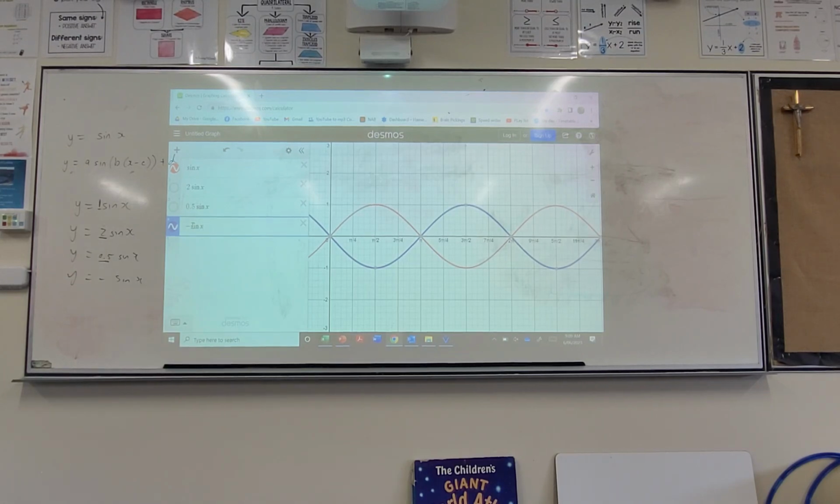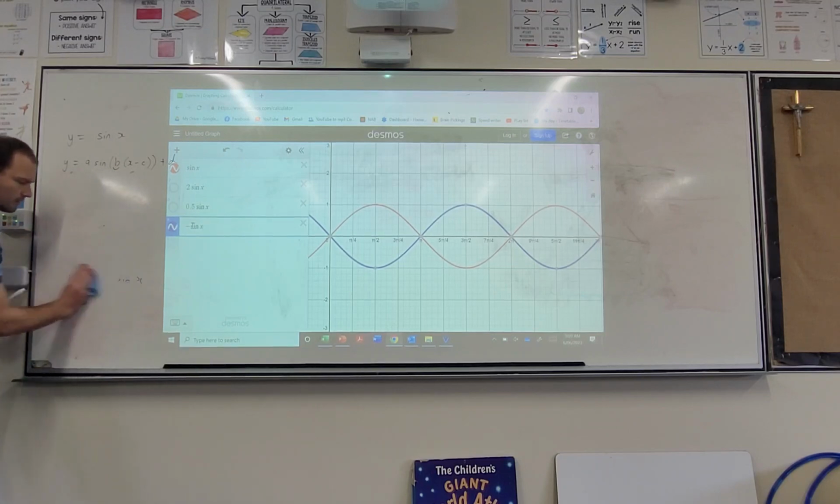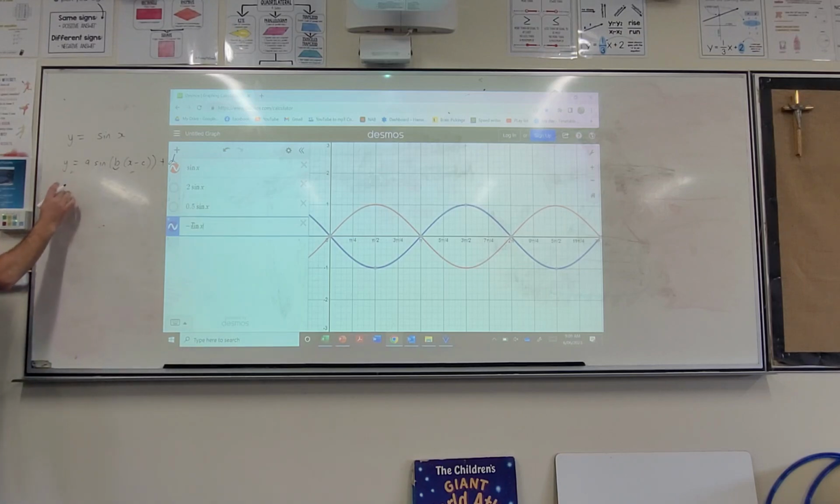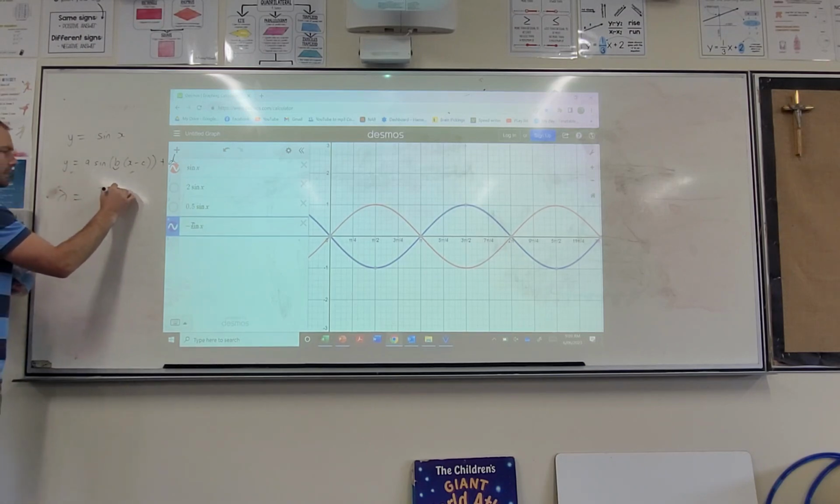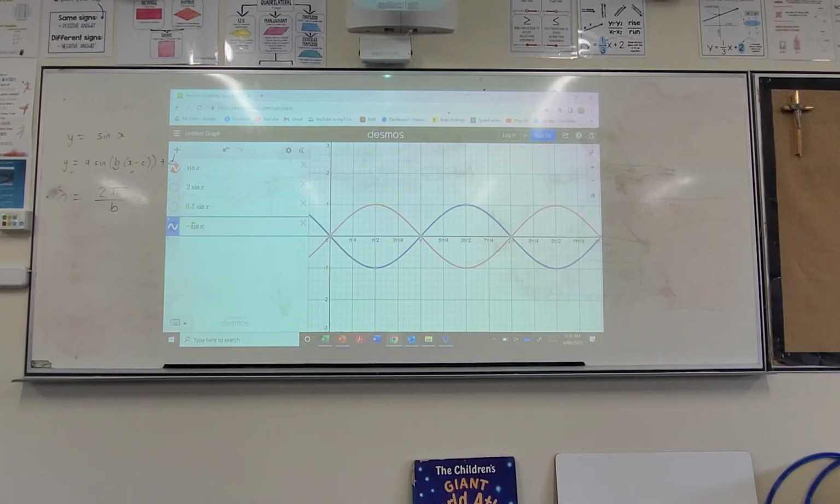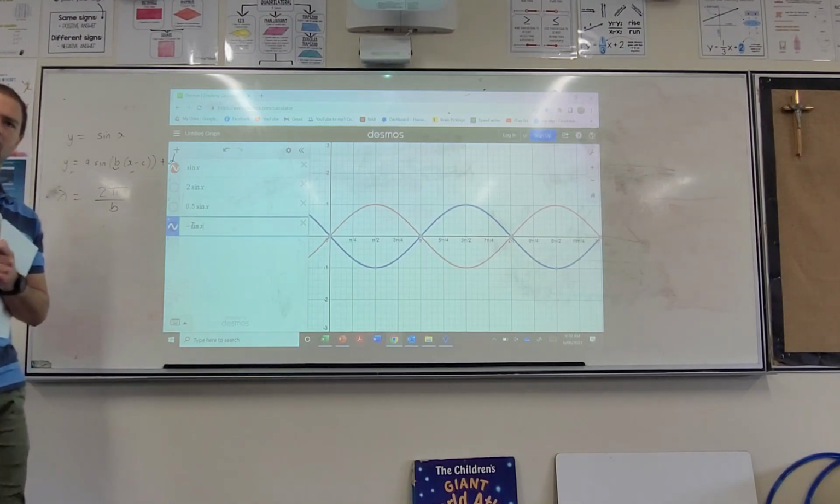All right, now we're on to b. We're on to this number b now. And so let's read carefully what b is. I'm going to make 2 points about b. I'm going to clear the board. b affects the wavelength, and the wavelength, the distance for one wave, is 2 pi divided by b, isn't it? Okay, so that's one way of thinking about it. The wavelength is 2 pi divided by b.